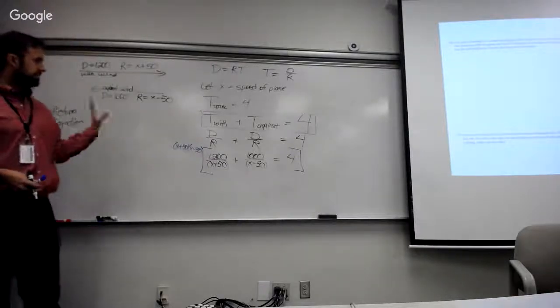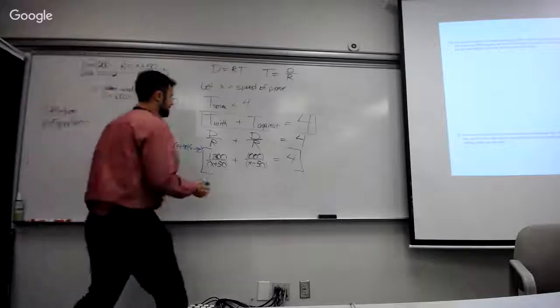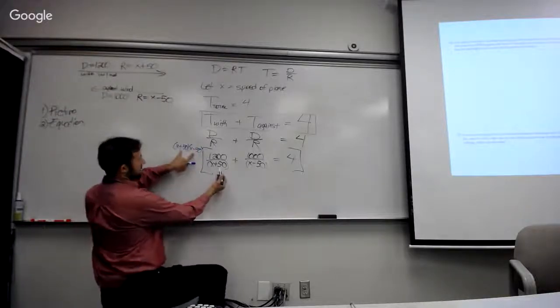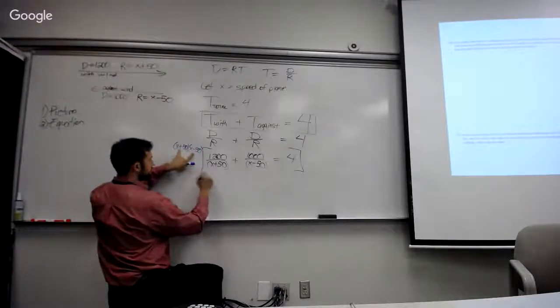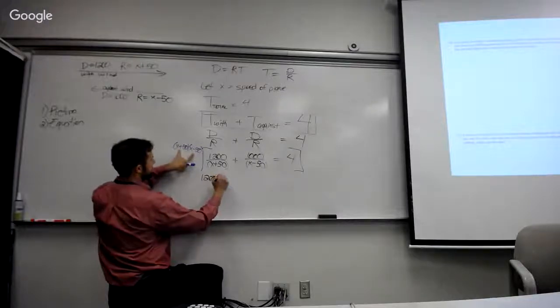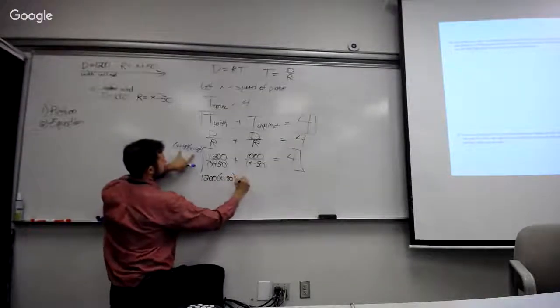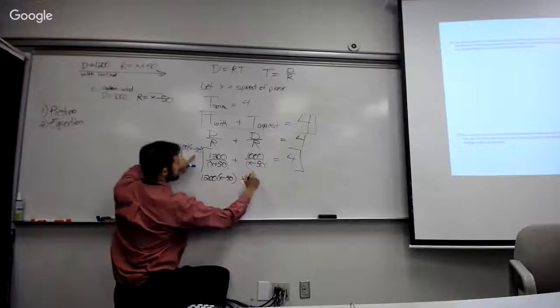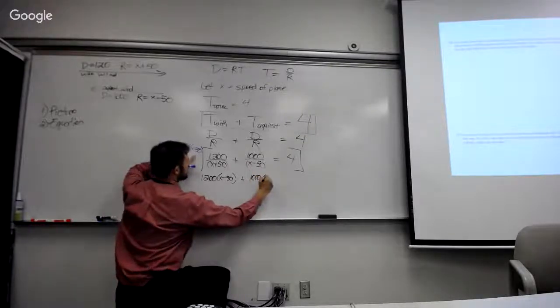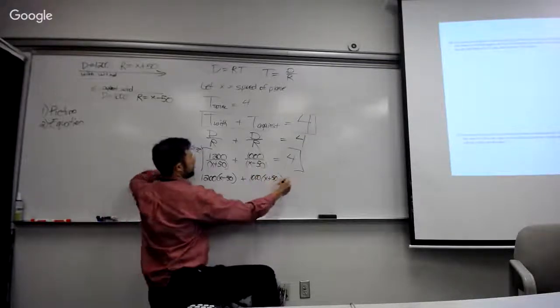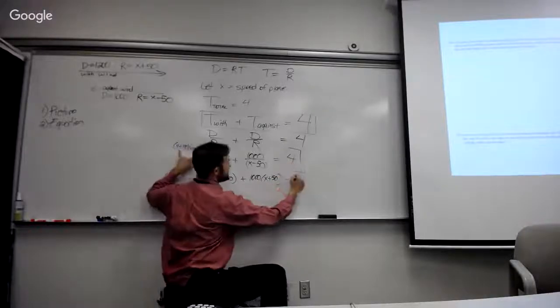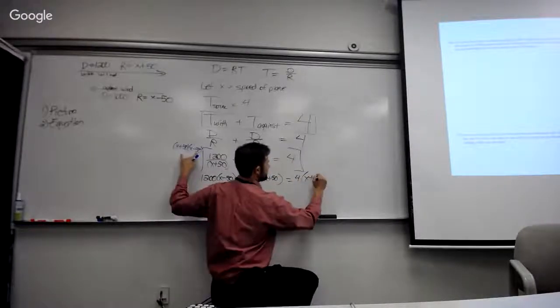All right, so now we just multiply across. What cancels in the first one? X plus 50. So now that's 1200 times x minus 50. What cancels in the second one? X minus 50, so that's 1000 times x plus 50. And then all the way on the other side, you have 4 times all of that. So that's 4 times x plus 50, x minus 50.